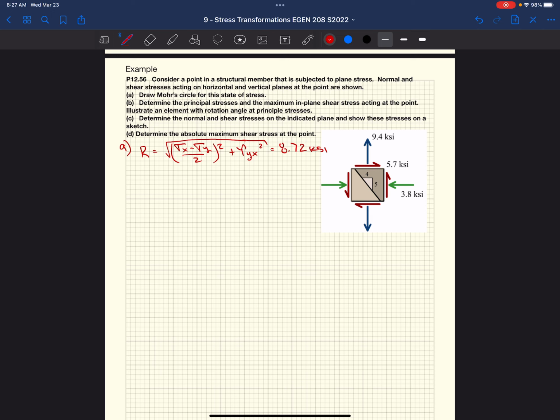All I'm establishing there is Pythagorean theorem, right? Getting the 2 legs of that triangle, squaring them, summing them, and taking the square root. Figure out the hypotenuse. That's our radius of our circle. Center, well, that's our average stress. It's going to be sigma x plus sigma y over 2. Negative 3.8 plus 9.4 all over 2. Our center equals 2.8 KSI.